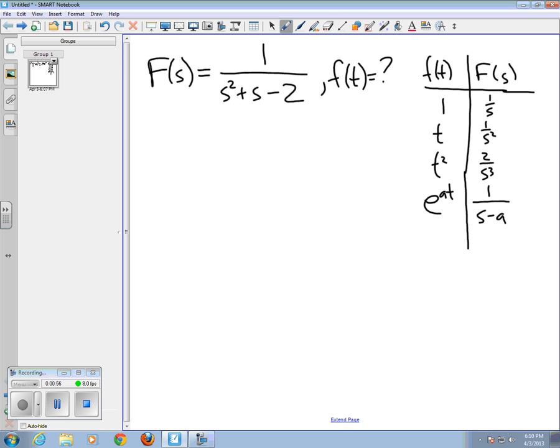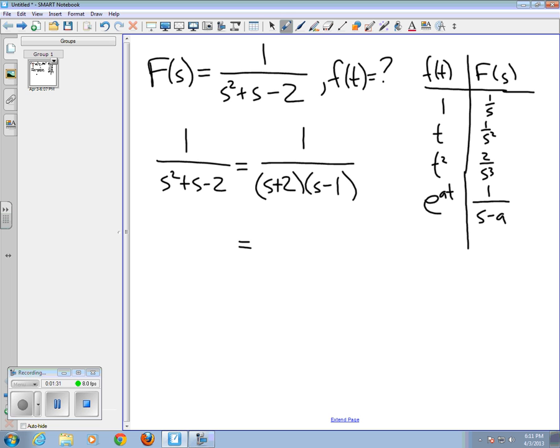I left out the sine and cosine functions, but they wouldn't give us anything more than what we have to work with so far, really. So if you look at what we have, nothing in the table on the right-hand side really matches what we have here. So we look at our function, 1 over s squared plus s minus 2. We see that we can factor the denominator. It factors to s plus 2 times s minus 1.